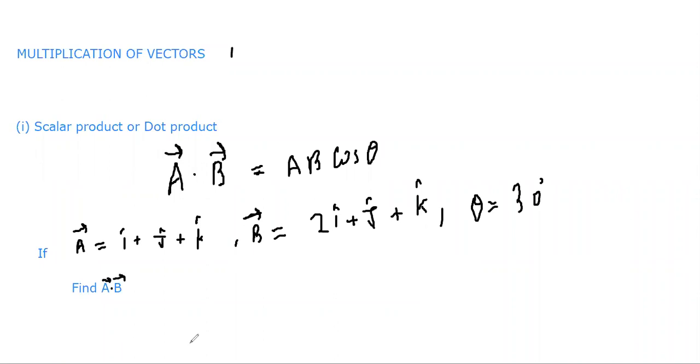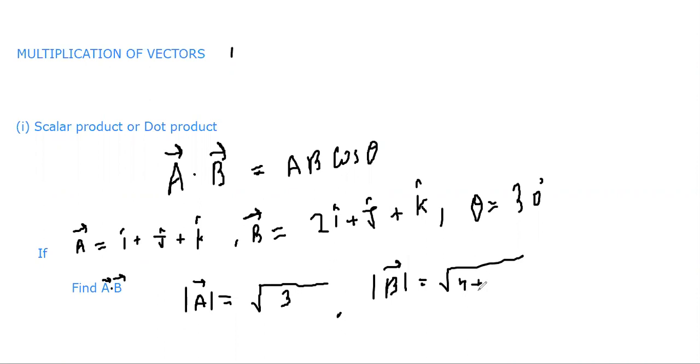Now you know the formula of A vector dot B vector, that is AB cos theta. The first thing you have to do is find the magnitude of A vector. You know how to find it: that is equal to under root 1 square, 1 square, 1 square, that is under root 3. Then you find the magnitude of B vector. It would be equal to under root 2 square, 4, plus 1 plus 1, that is root 6.